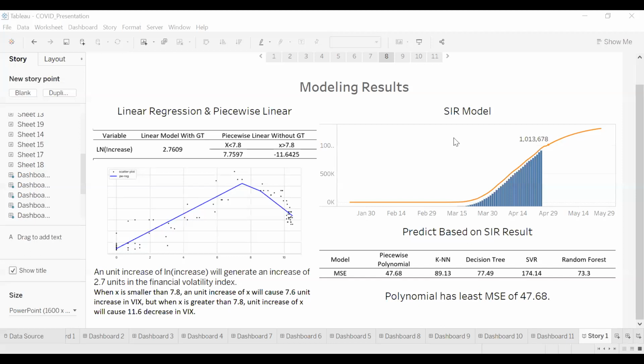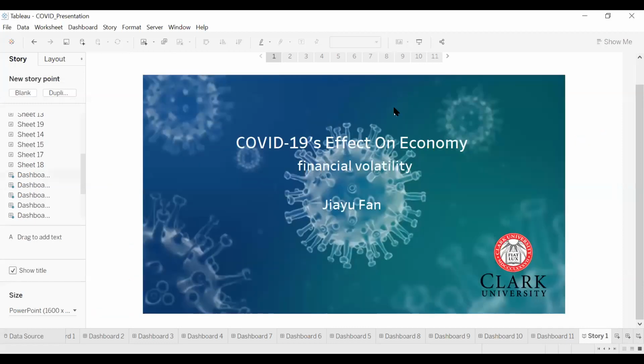So the next presenter is Fan Jiao. So please do the screen share and present your project. Okay, please wait a minute. Sure. I will share my screen. Okay, Professor, can you see my screen? Yeah, I see your screen. Okay, I didn't use PowerPoint, I use Tableau, so yeah.